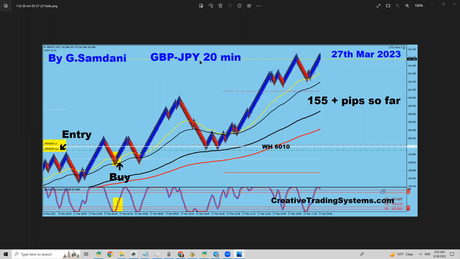This is pound yen, 20-minute, on a Renko chart builder. The buy order is right there, and the SL moved to break even plus. This is March 27, for 155 pips. This is a by-the-book entry with my system, the creative trading system, which has 4 rules to follow. Once they are there, I pull the trigger. If not, then no trades.